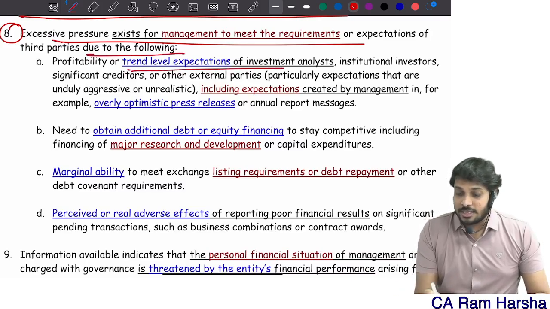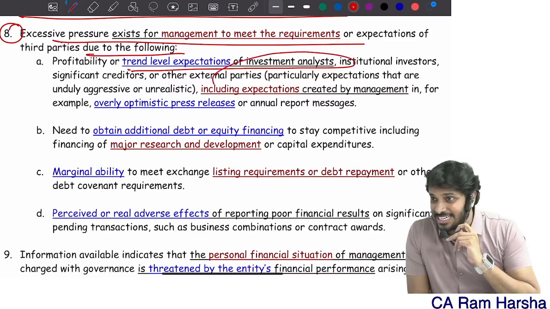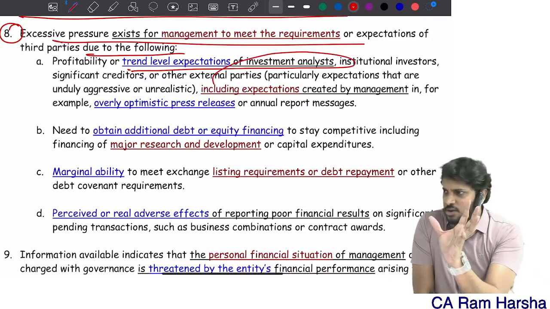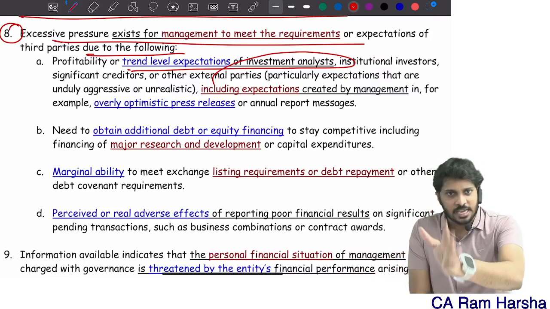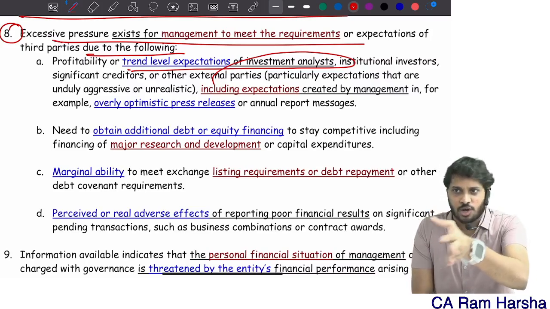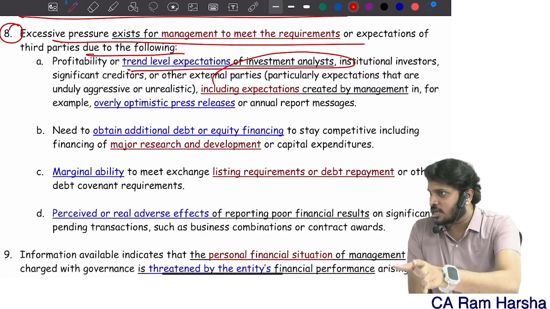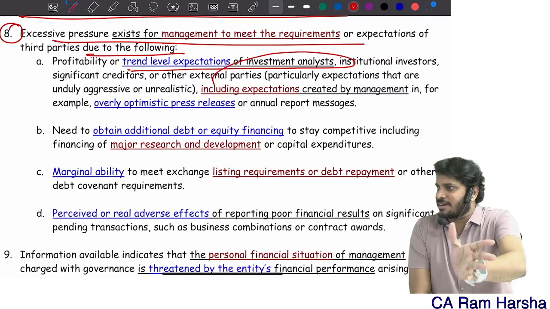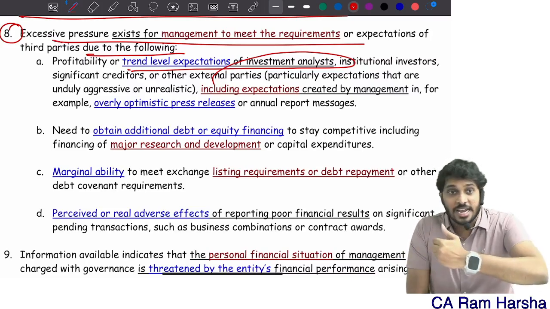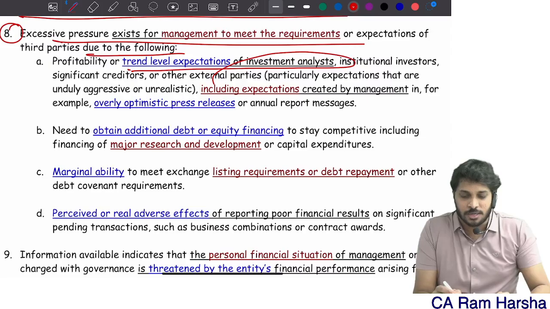trend level expectation by investment analysts, like third parties. Whenever a company's quarter results are being published, it's like election results today, how will it be. The same way in the stock market, you see CNBC, NDTV, all these channels. They will be discussing continuously whenever a company's quarterly results are as expected, or not as expected. Expectations create a pressure on the management.